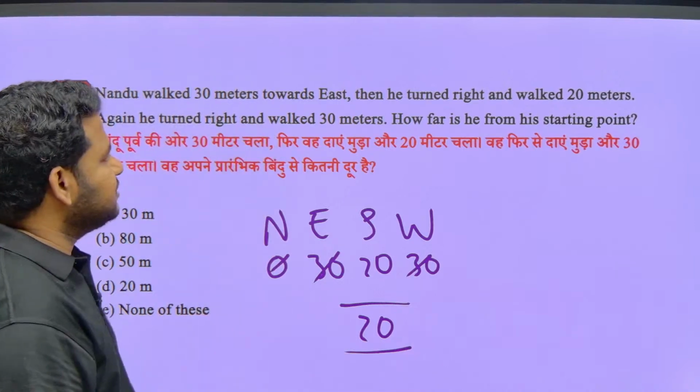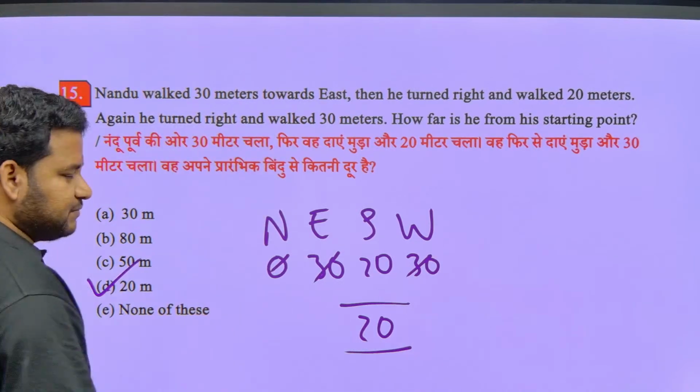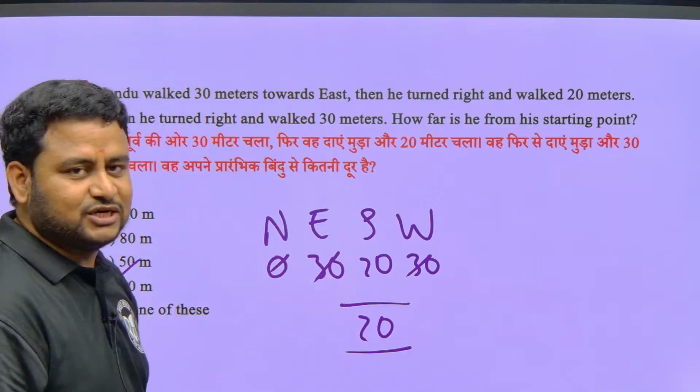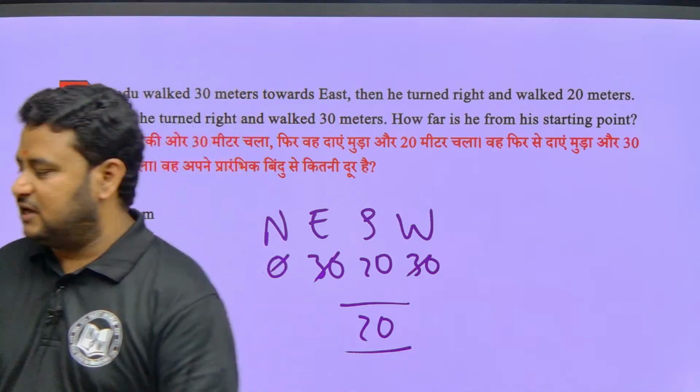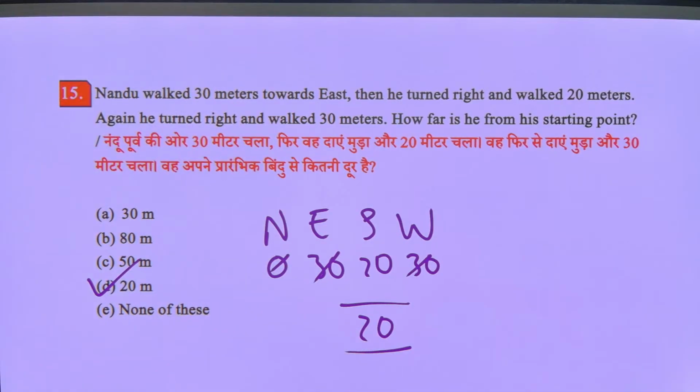So how far is he from the starting point? He is 20 meters from the starting point. In which direction? In the south direction. They have not asked the direction, but how far he is from the starting point. It is 20 meters. Clear, friends? This is how we have to solve these questions.